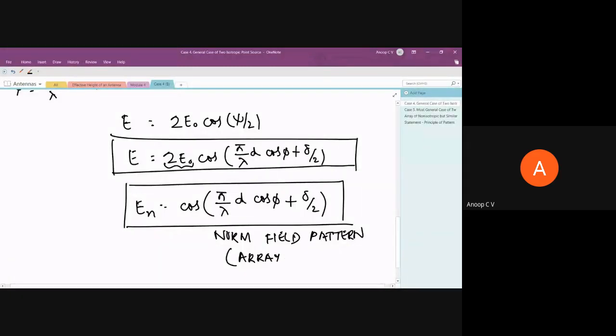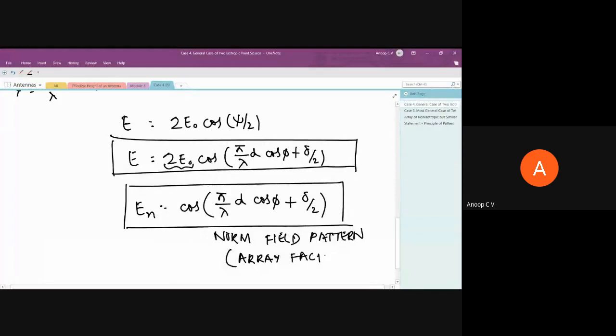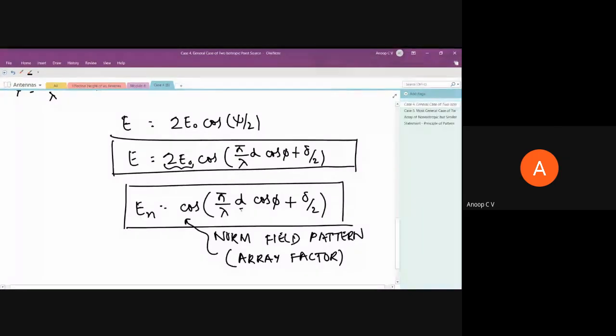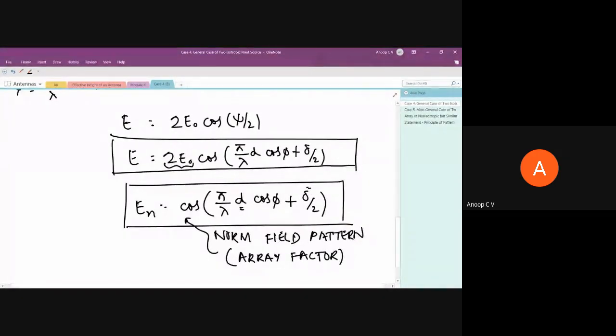for the first few cases we may not be using the term array factor. But when we discuss the general case of n isotropic point sources, we call it the array factor. So please do keep this in mind. Array factor is nothing but the normalized field pattern. So this is the most general case. For different values of d and different values of delta, you can get the answer.